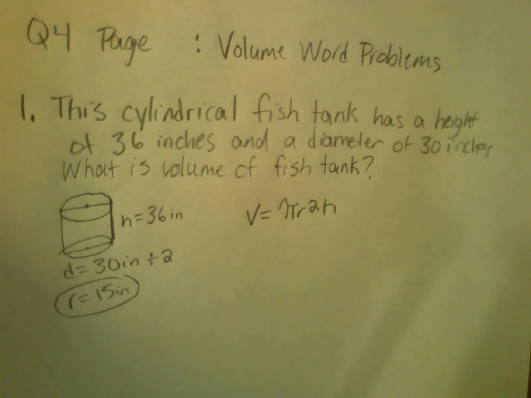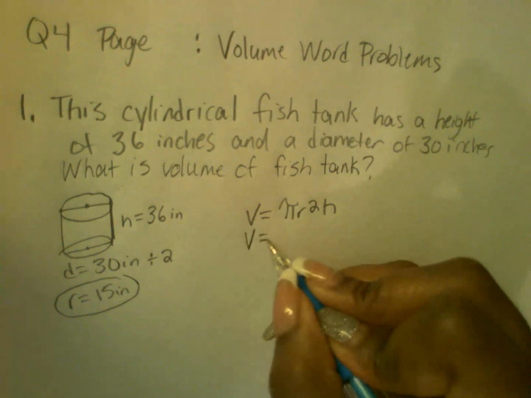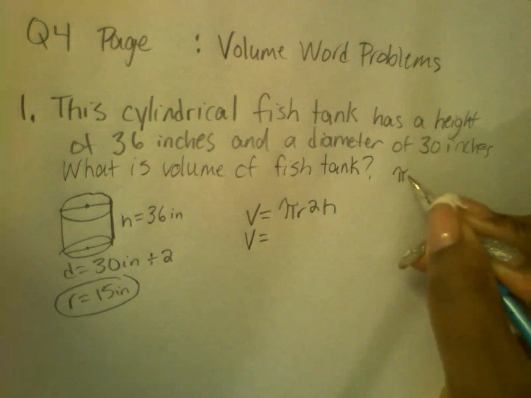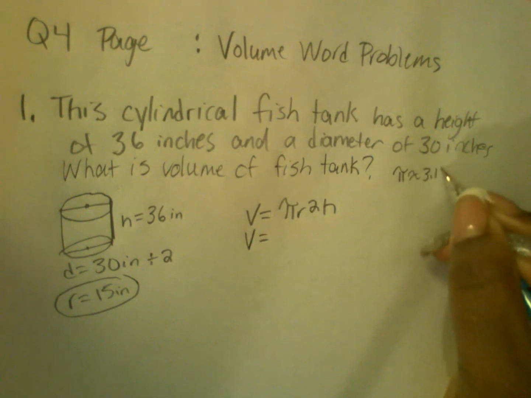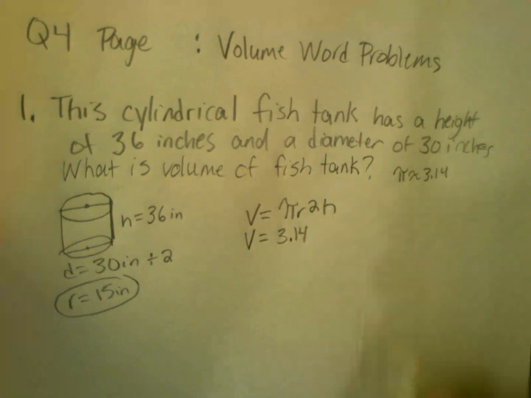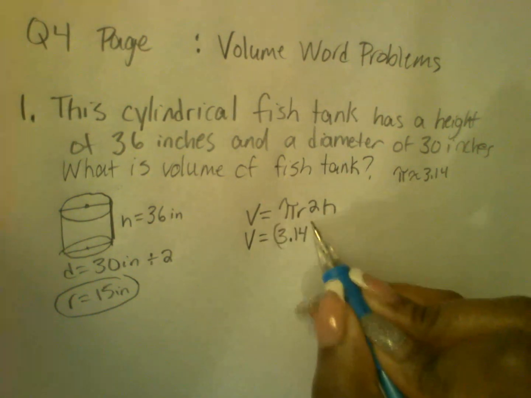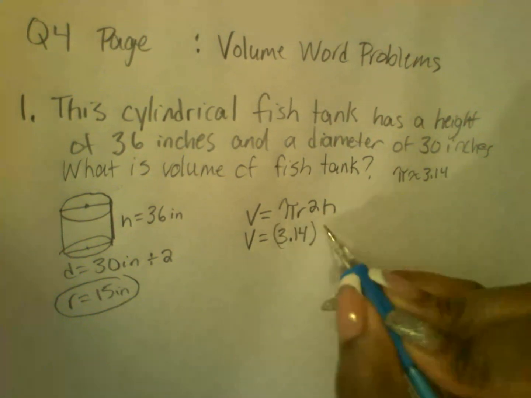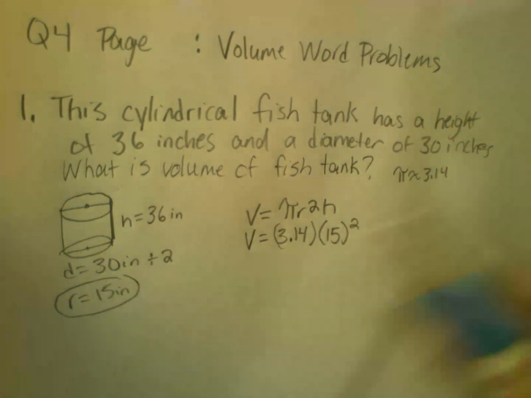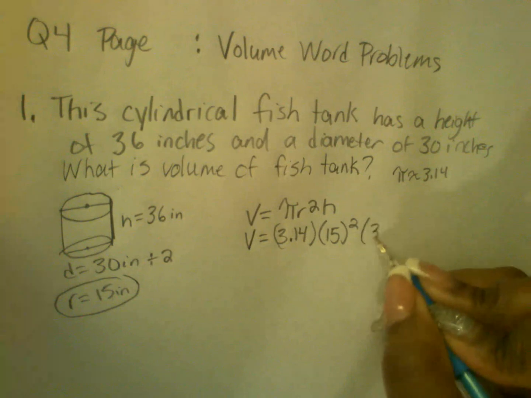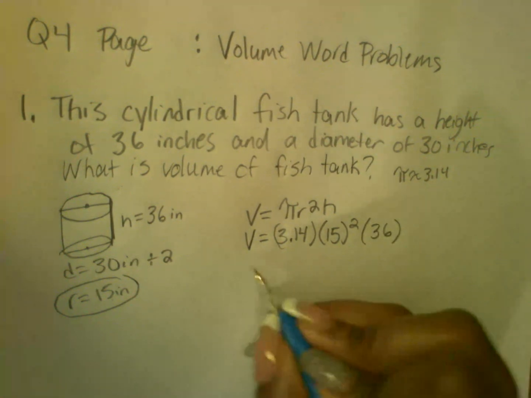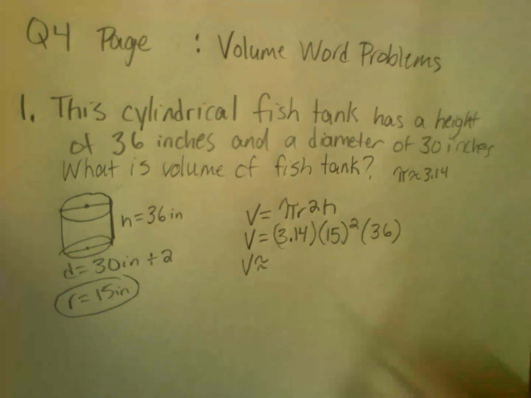Okay? So now let's substitute. Remember, our roundabout answer, or the estimated answer for pi, is 3 and 14/100. So we're going to substitute 3 and 14/100 for pi. The radius is 15, so we're going to say times 15 squared times a height, h, of 36. Okay? So we're going to multiply all the numbers together to get our answer for volume.